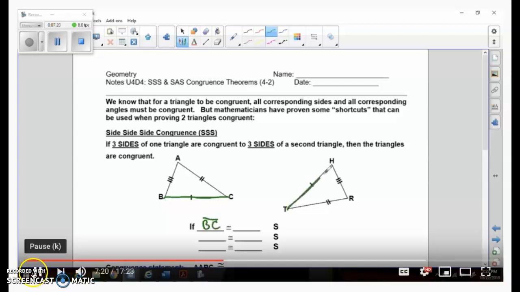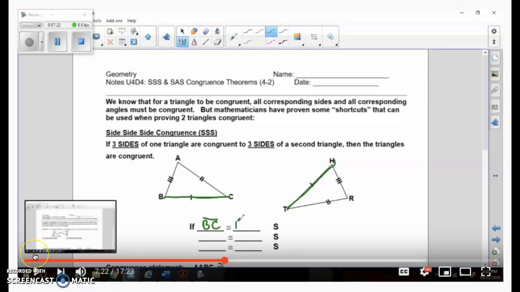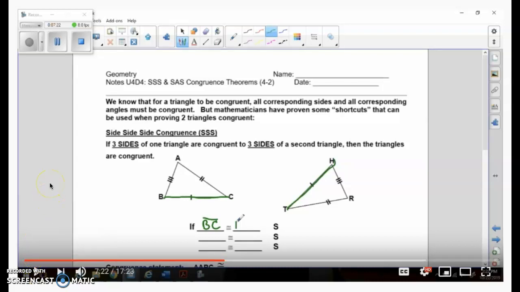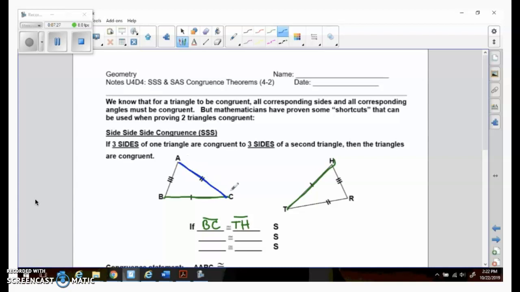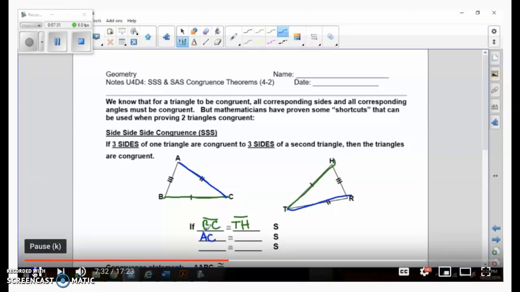And what we are talking about today is our congruence theorems. So, what this means is the first one is side, side, side. If three sides of a triangle are congruent to three sides of another triangle, then those triangles are congruent to each other. So, that means if BC is congruent to TH, and I'd recommend that you follow along with colored pencils on your own.